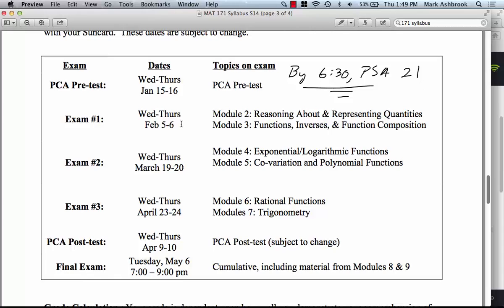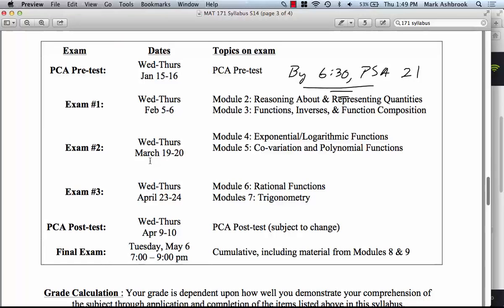Exam 1 is coming up quick, like 3 weeks. So if I seem a little bit rushed in class, well, we got it. I want to make sure we get through the material for the exam, but we'll do our best to go slow enough so that you can get it. Then we'll have the other 2 exams, a post-test and a final.